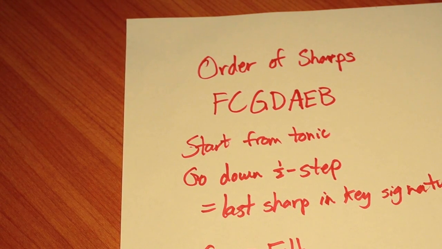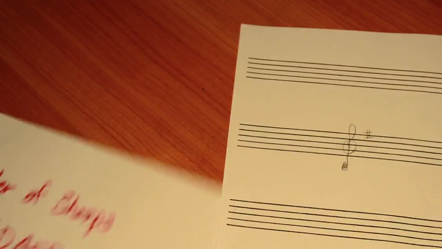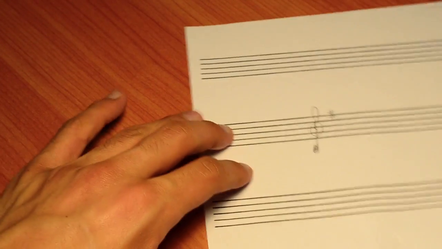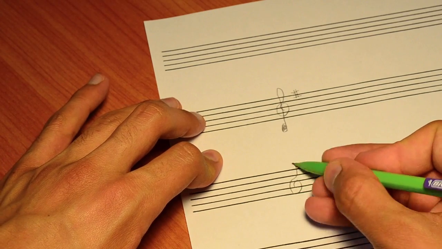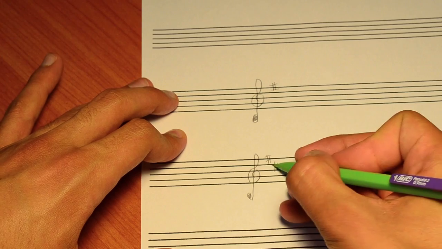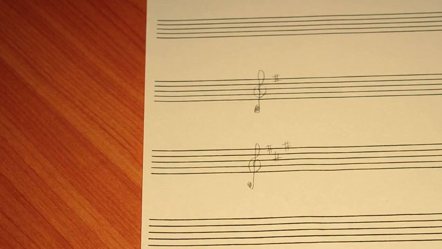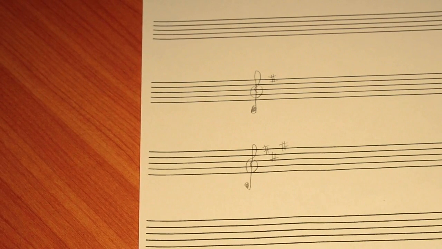So in this case, A major has 3 sharps, F, C, and G, in that order. So if we were to write that on a staff, we'd have F sharp, C sharp, G sharp. And there we go, A major. And in the same way we can do the reverse process. We can take a key signature, and from the key signature we can get the name of the key.